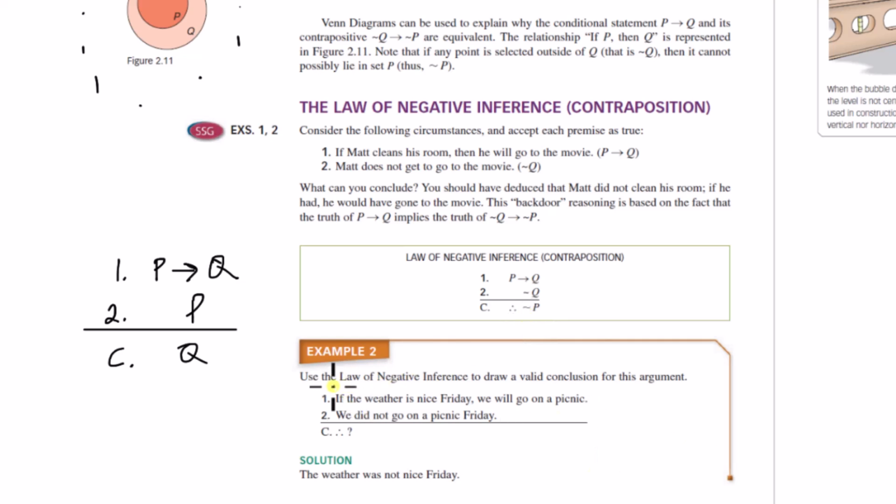Okay? So use the law of negative inference to draw a valid conclusion for this argument. If the weather is nice Friday, we will go on a picnic. So if P, then Q. But now in this case, we have not Q takes place, so we didn't go on the picnic. That means the weather on Friday must not have been nice. Okay?